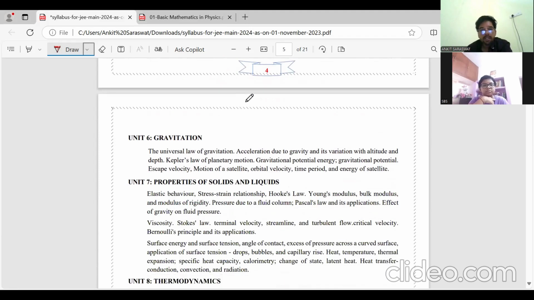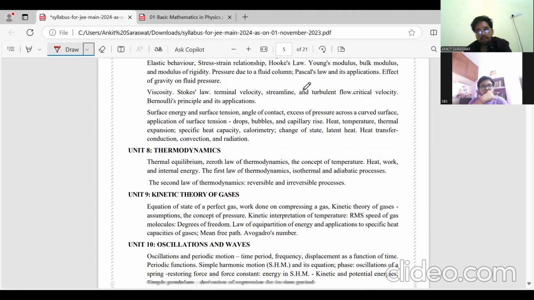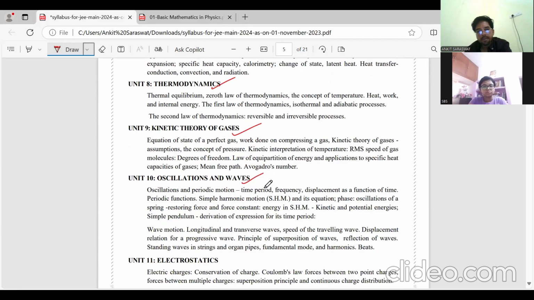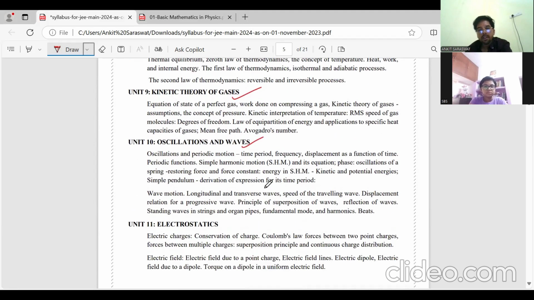Clear? Gravitation, properties of solids and liquids. This we will learn in depth. Thermodynamics, kinetic theory of gases, oscillation and waves. This is up to here, unit 10. Up to here, class 11th. Class 11th finished.